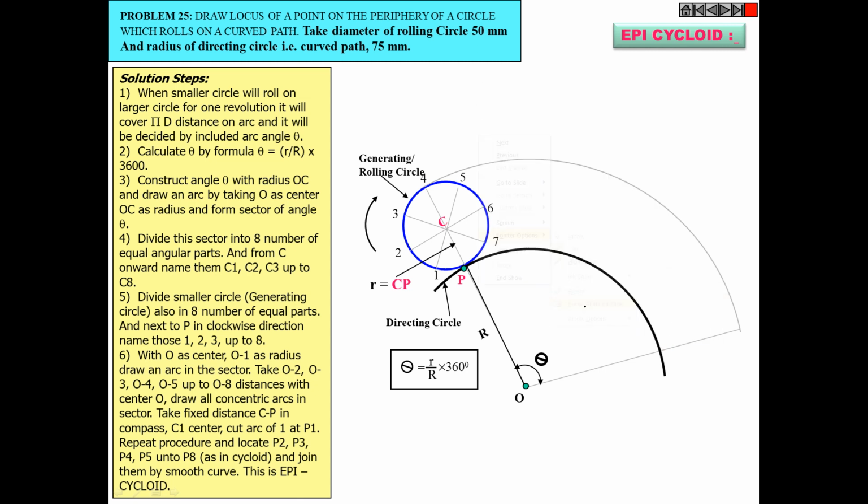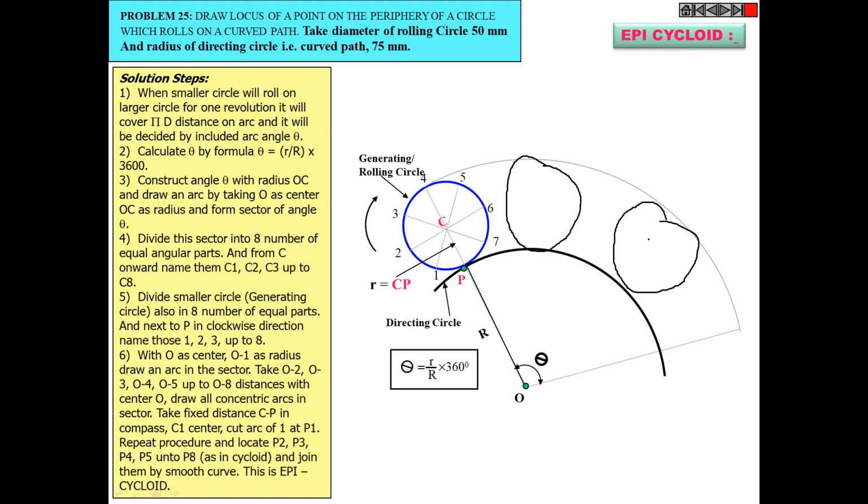Any doubt so far? No, sir. Fine. Okay, so now see, you have divided your rolling circle into 8 equal parts. After some interval of time, say the rolling circle is at this point, again after some interval of time, say the rolling circle is at this point. So each and every rolling circle will have some common central line.